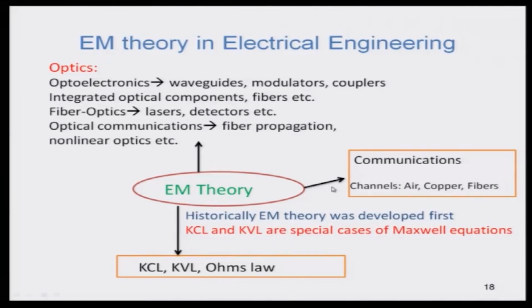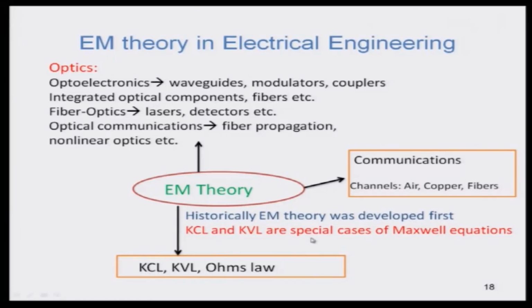If you go to communications and you want to understand different channels such as an air channel, a copper cable, a fiber, or the ionosphere for radio wave propagation or for radio astronomy, you again have to know electromagnetic theory. Now, you also need to know electromagnetic theory for circuits, to give you a philosophical justification. Historically, electromagnetic theory was developed first, then the simplifications of electromagnetic theory for circuits were formulated in terms of Kirchhoff's laws, KCL and KVL, and Ohm's law.